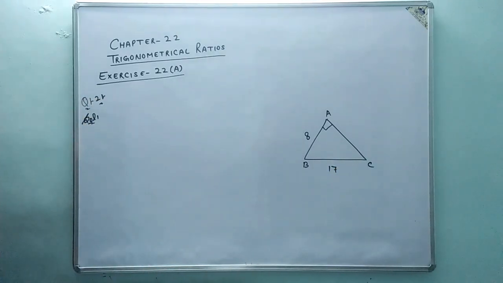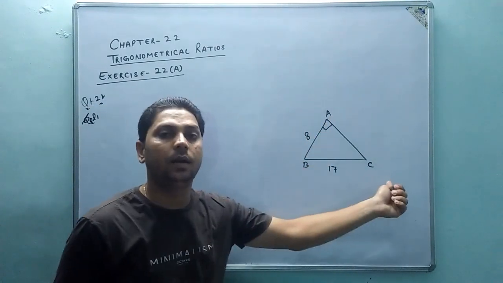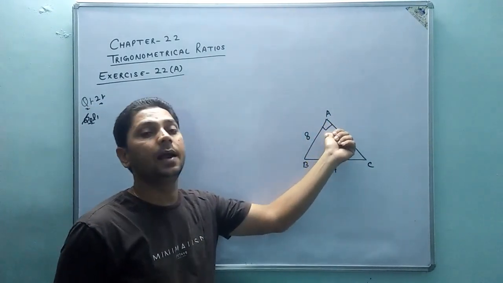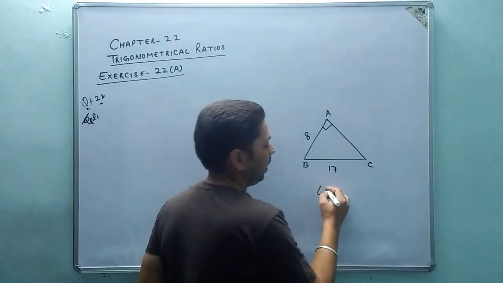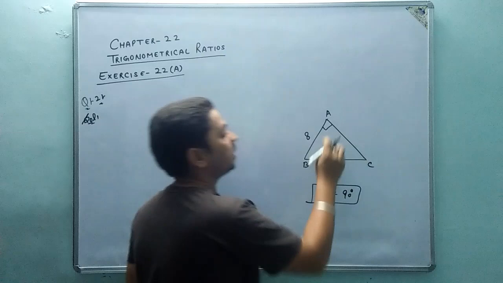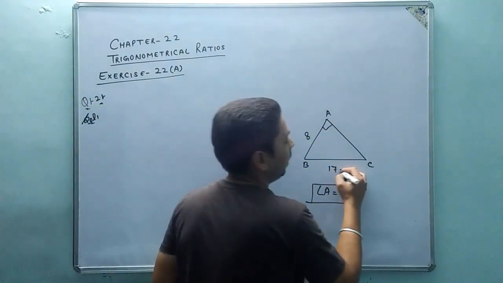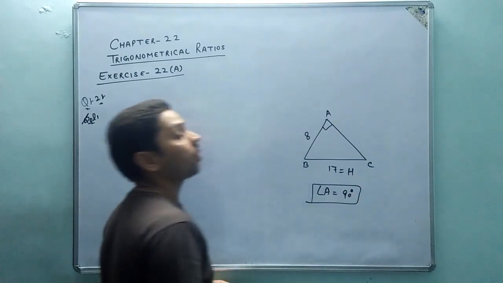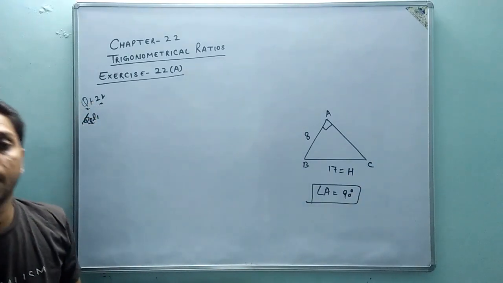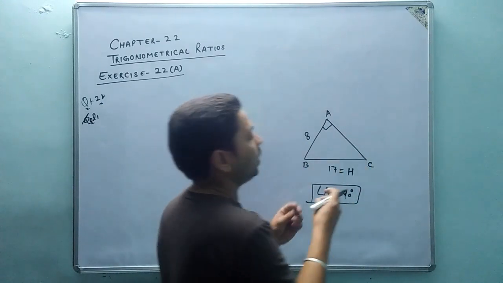Come to the second question here. What is given? Again we have triangle ABC, with a right angle at A. Angle A is equal to 90 degrees. So if this is the right angle, the side opposite to it will be your hypotenuse, which is the longest side of your right angle triangle.